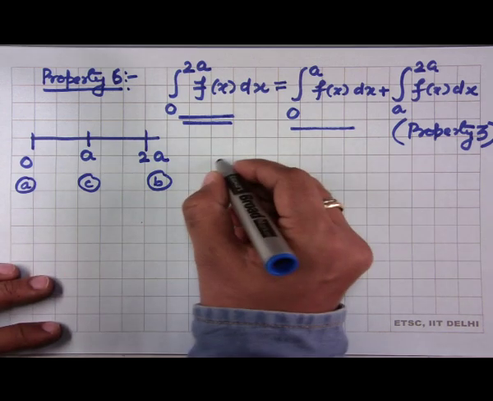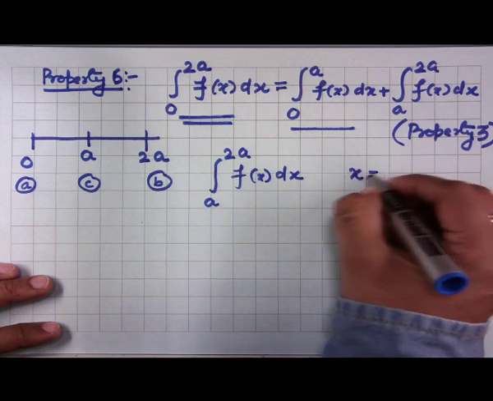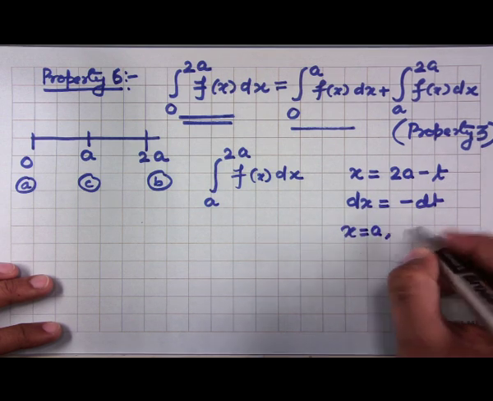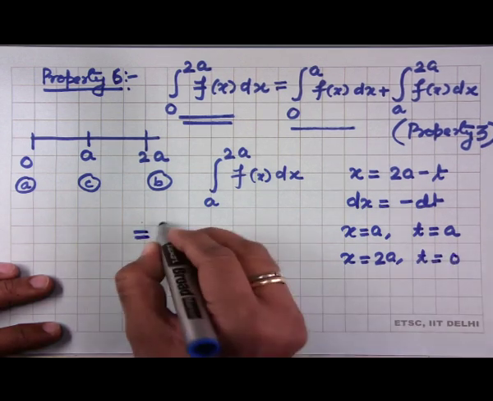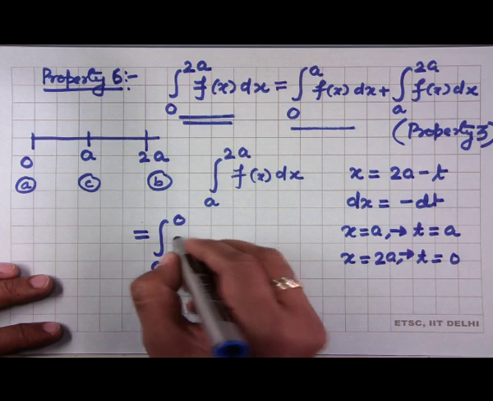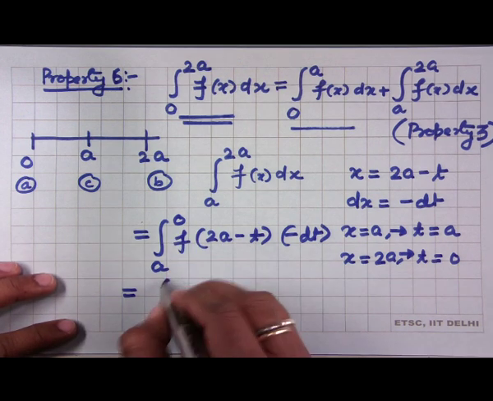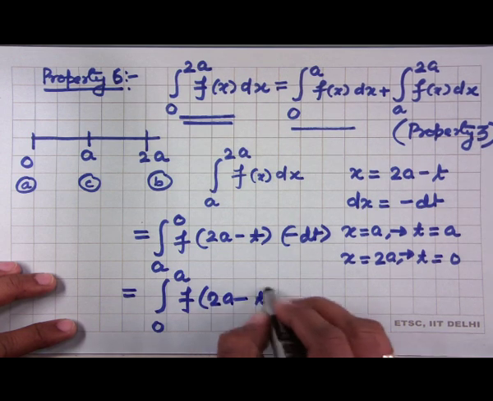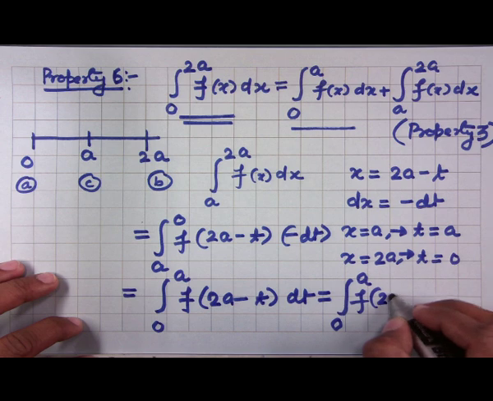Now, let us see what can be the value of this integral. Let us substitute x by 2a minus t. So, dx is equal to minus dt, x equals a goes to t equals a, x equals 2a goes to t equals 0. So, you get a goes to a, 2a goes to 0, x is replaced by 2a minus t and dx is replaced by minus dt. By using property 2 we can interchange the limits again. So, this negative sign will be cancelled. So, we get f(2a minus t) dt, and by replacing this t again, because it is a dummy variable, we get f(2a minus x) dx.